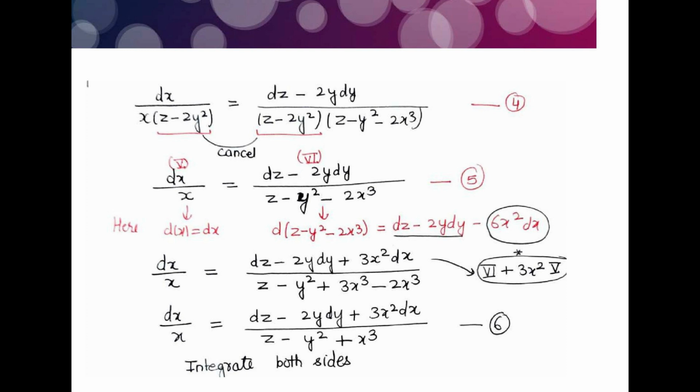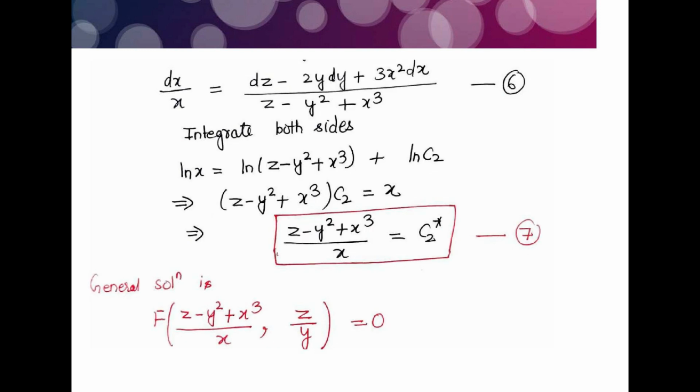Simplify this denominator. Now we have equation number 6, and on the right hand side the denominator is z minus y square plus x cube, and now we can easily integrate this one. Finally, in equation number 6, we integrate both sides, and we have the solution: z minus y square plus x cube divided by x equal to c2 star, equation number 7, and the general solution is given at the end.